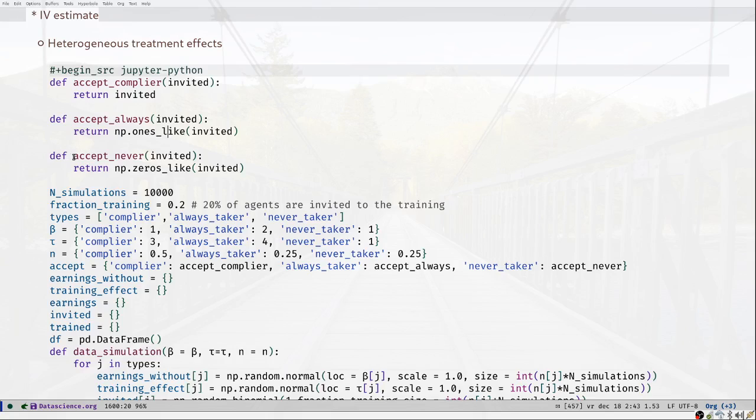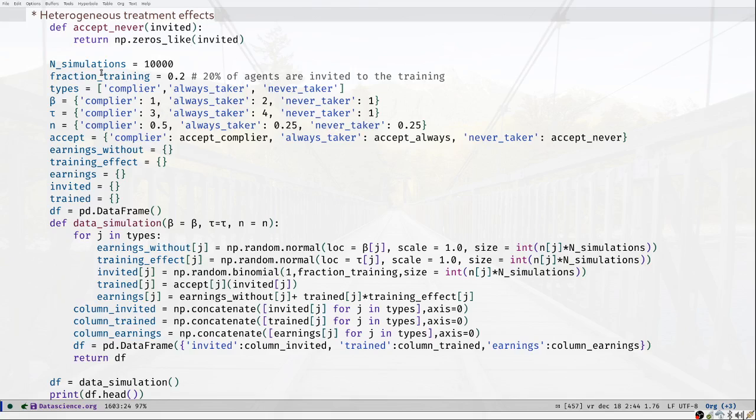For the final group, the never takers, we have the acceptance function accept_never, and they basically never go to the training. So here we have zeros_like, another numpy function which returns a vector of zeros with the same dimensions as invited has.